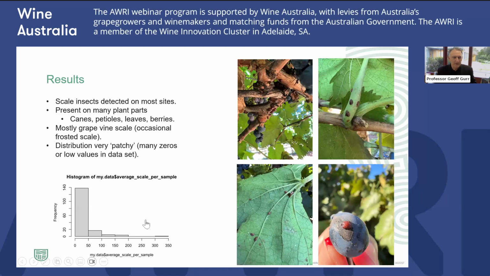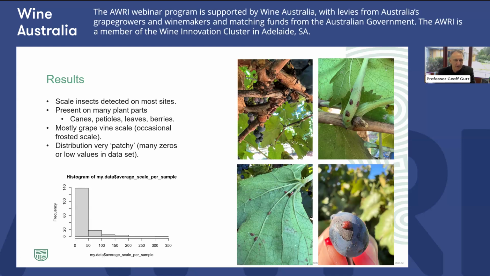So on to a few slides that relate to our results. Scale insects were detected on most sites and most visits, even in instances where the owner or manager wasn't aware of infestation or was inclined to think they didn't have a scale insect problem. And that comes back to the point I made earlier, that these can be quite inconspicuous pests and easy to overlook. The scale insects were present on many plant parts, and we can see them in these pictures: canes, petioles, the leaves and the berries.